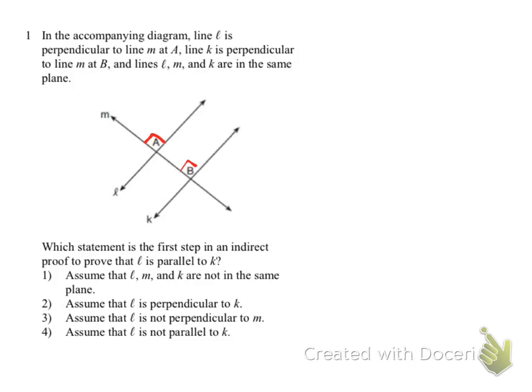Which statement is the first step in the indirect proof to prove that L is parallel to K? Now you see, the key word here is indirect proof, and the proof statement is: L is parallel to K. In an indirect proof, whatever we want to prove has to be negated. So our answer should be L is not parallel to K. Assume that L is not parallel to K. Choice D therefore becomes our answer.